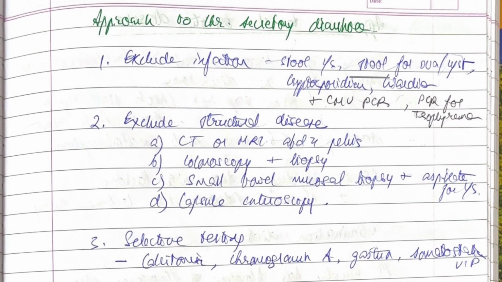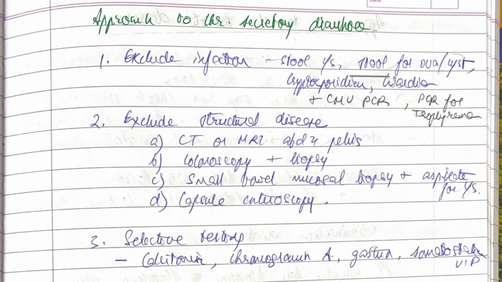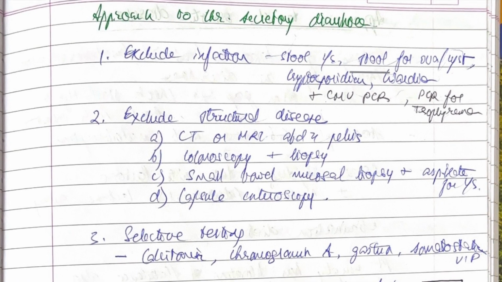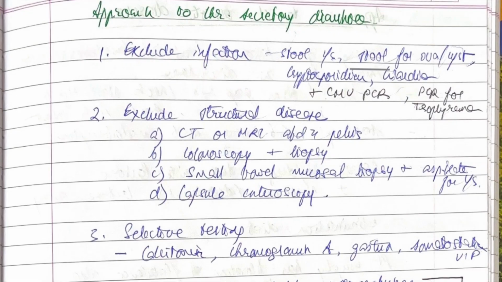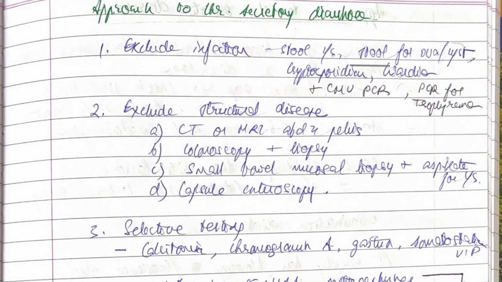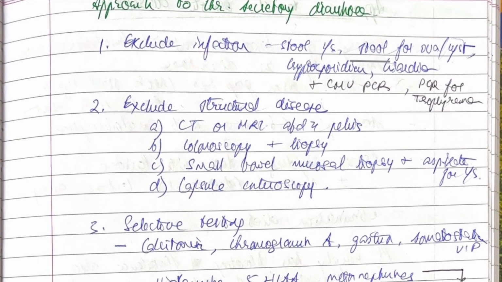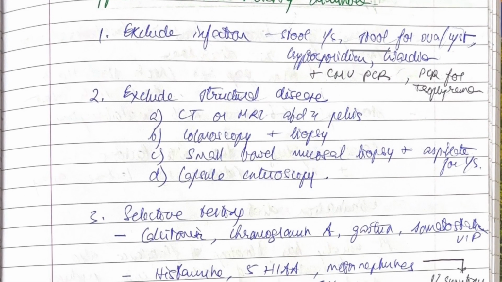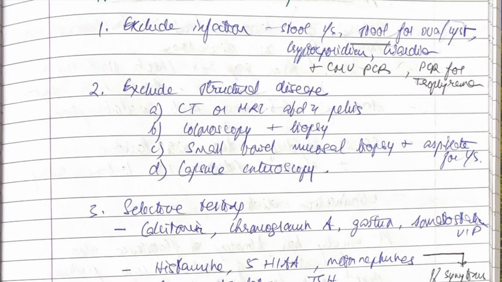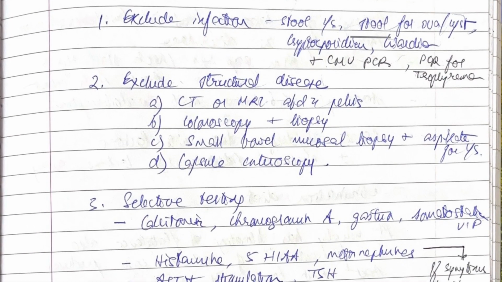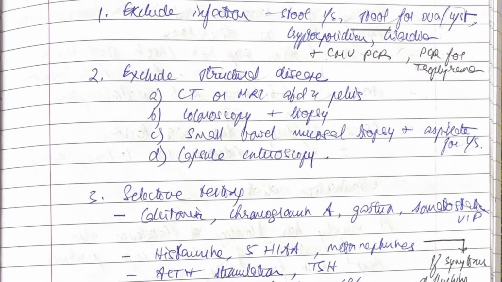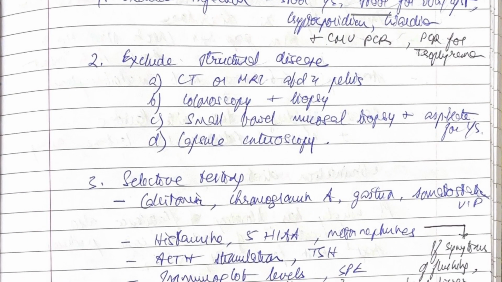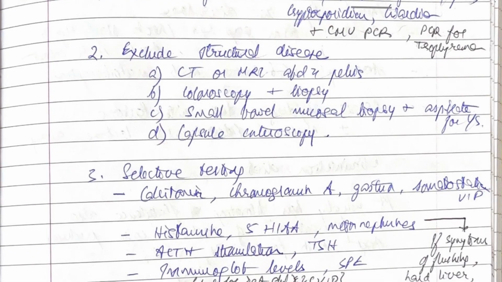The approach to chronic secretory diarrhea. First, exclude infection. Stool culture, stool for ova and cysts, cryptosporidium, giardia, plus or minus CMV PCR, PCR for Tropheryma whipplei. We exclude structural disease by doing a CT or an MRI abdomen and pelvis with an enterography. Colonoscopy plus biopsy, small bowel mucosa biopsy plus aspirate for culture, and we can also do a capsule enteroscopy.